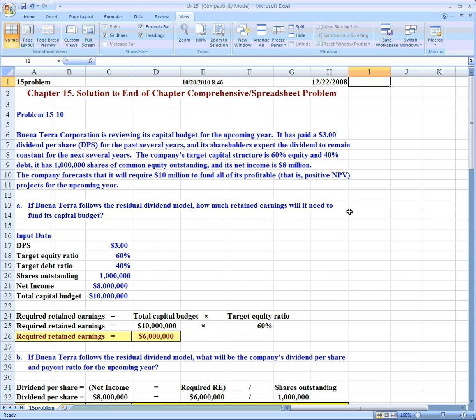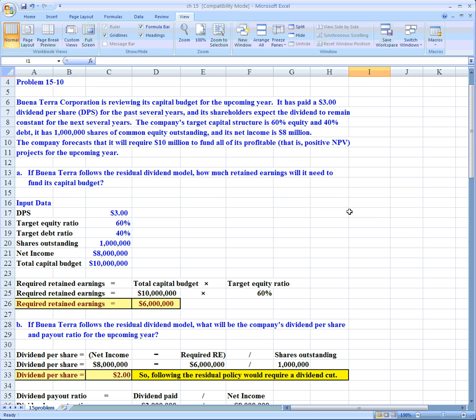The company's target capital structure is 60% equity, 40% debt, and it has 1 million shares of common equity. Its net income is $8 million. The company forecasts it requires $10 million to fund all the projects it needs, those that have positive NPV. Okay, part A. If Boonatera follows the residual dividend model, how much retained earnings will it need to fund its capital budget?